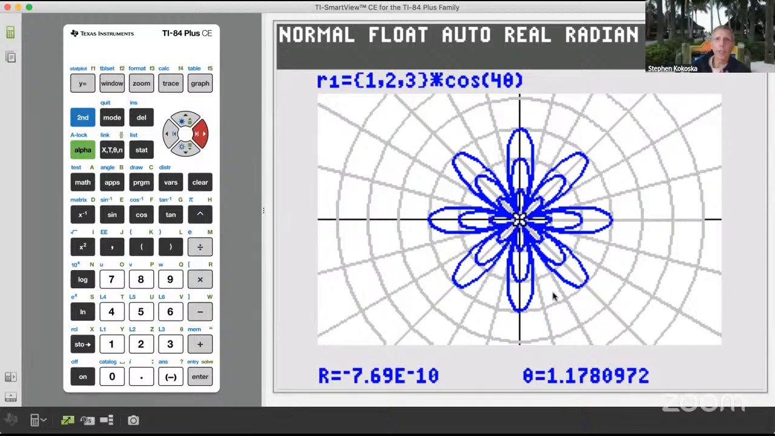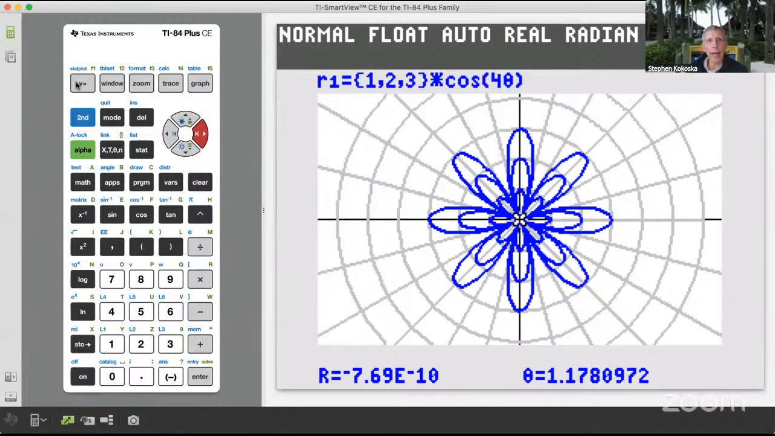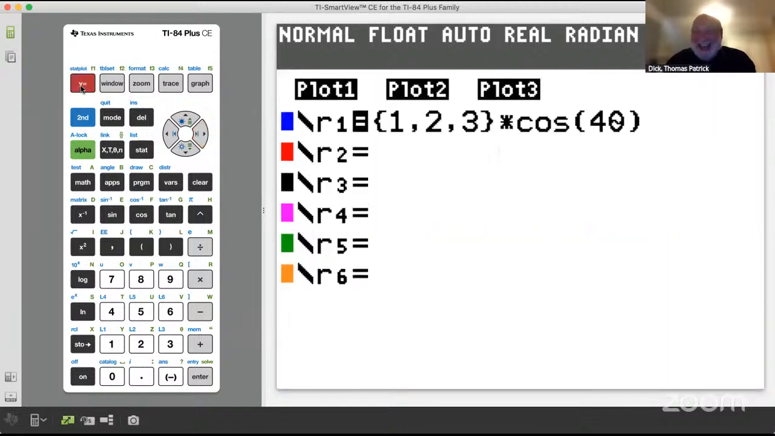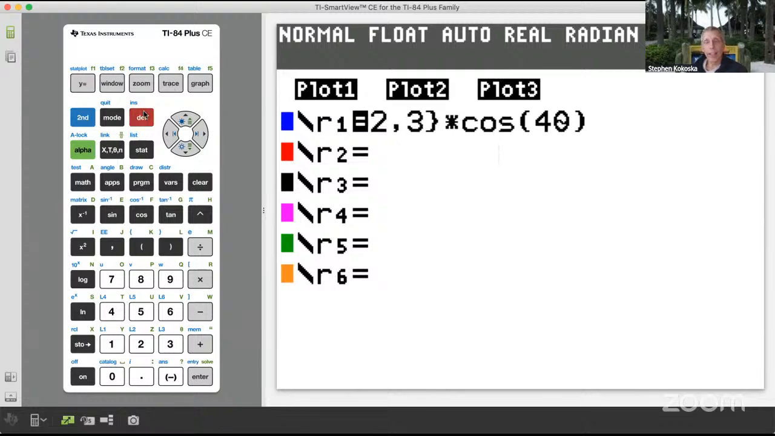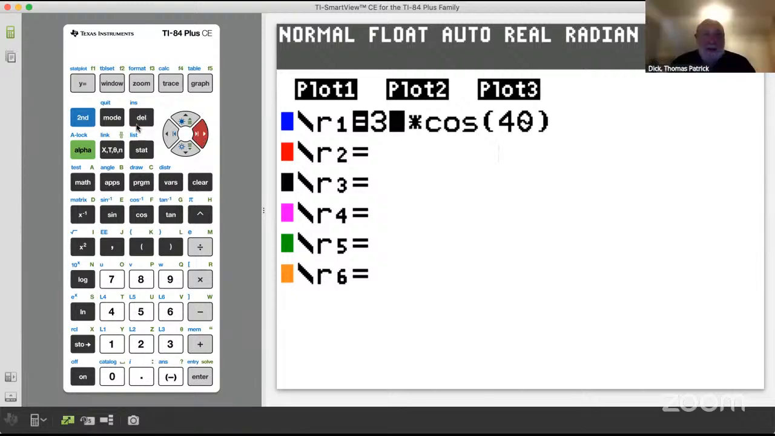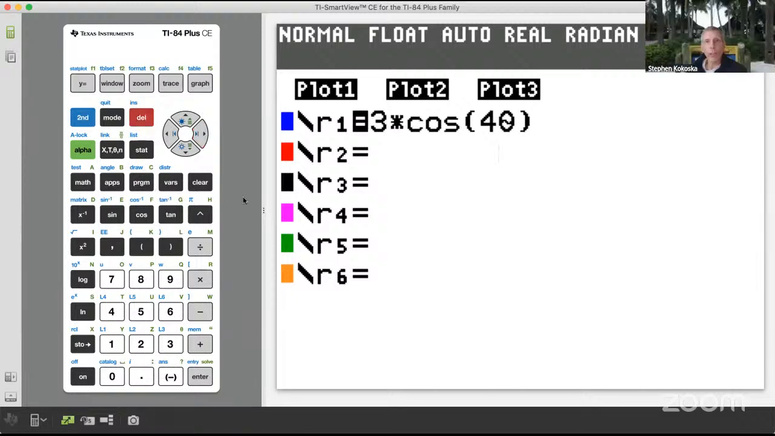Tom, would you try one more thing for me? If you go back to y equals. Oh, if I have to, Steve, I will. I'm sorry. Would you delete that list and just put a 3 in there? Just make that 3 times cosine of 4 theta. Okay. That's beautiful. There we go. Now, arrow to the left.